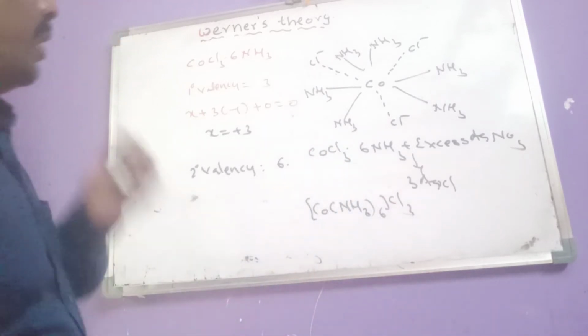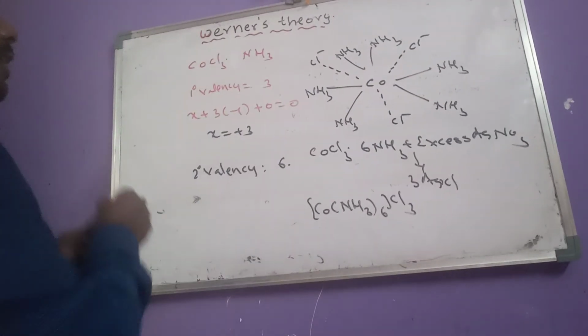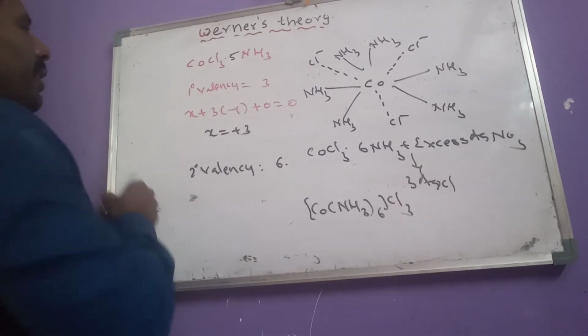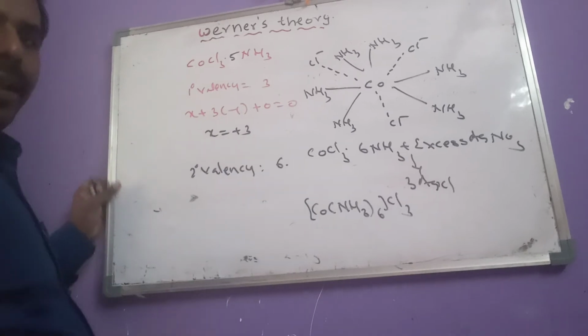Now come to the second example here, CoCl3·5NH3. Now here, this also has primary valency 3 and secondary valency 6.